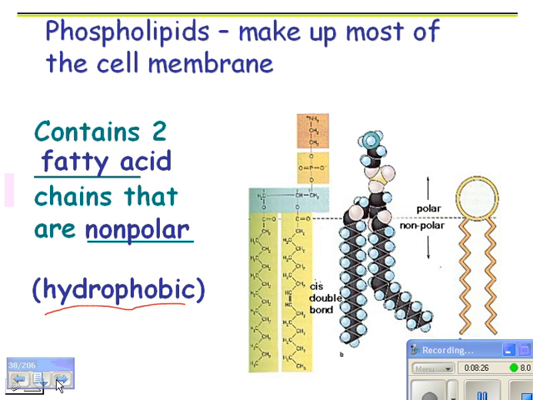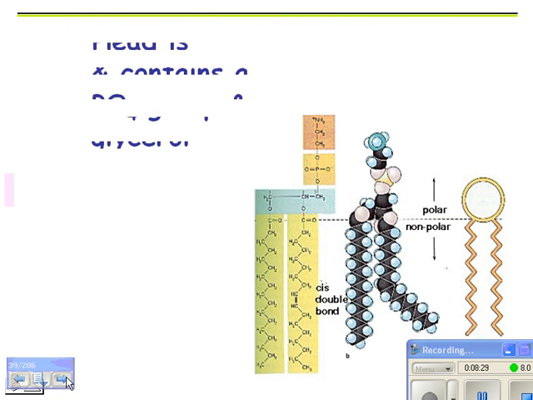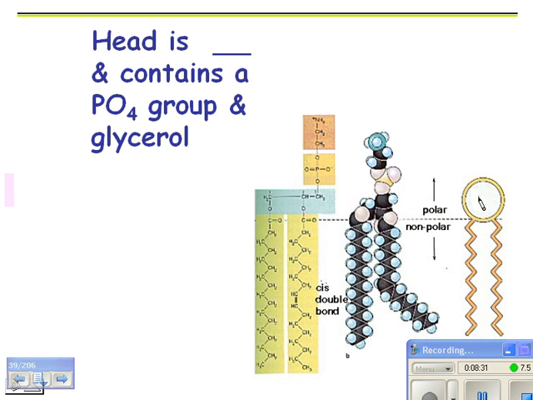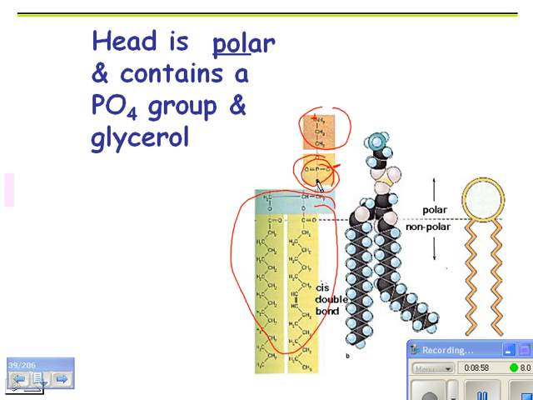If I'm going too fast, pause it. The head, I love water. The head is polar, and it contains a phosphorus group right here that has a negative charge and a nitrogen that has a positive charge, has glycerol. So anyway, it has two fatty acids. It's got glycerol, and then it's got this phosphorus and nitrogen group. So that's where the name phospholipid comes from. This part's phospho and this part's lipid.